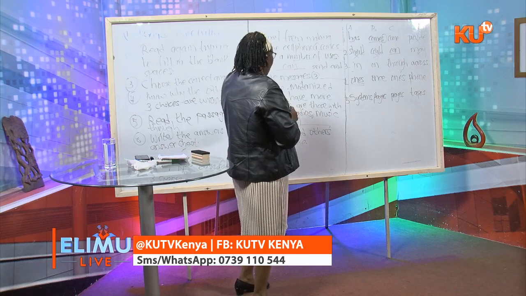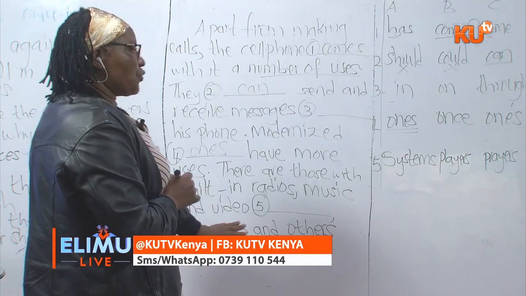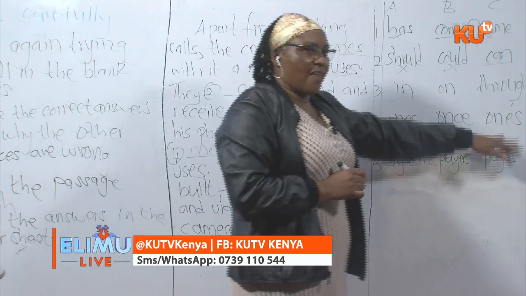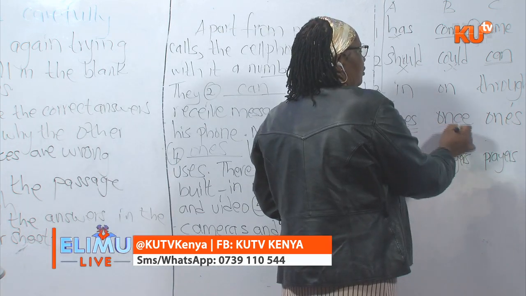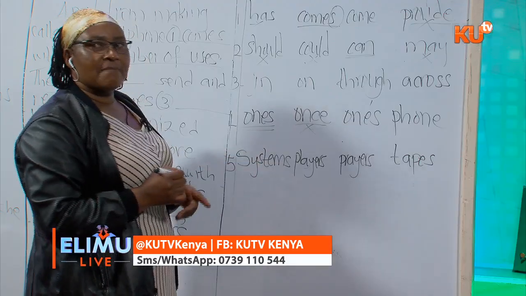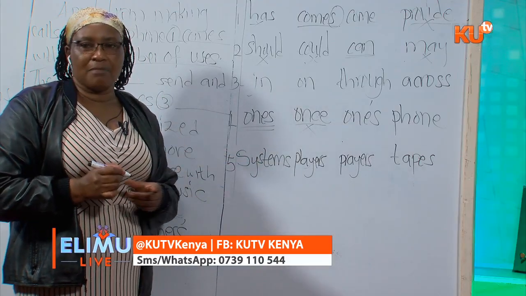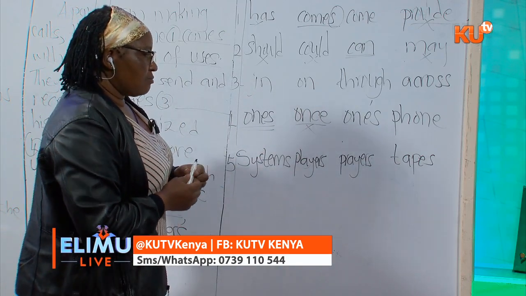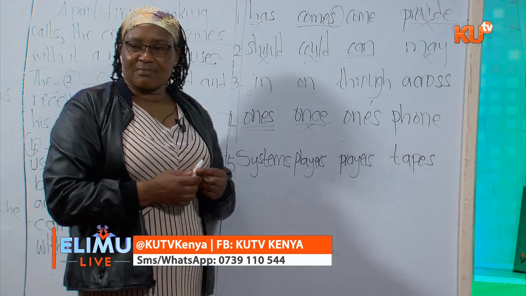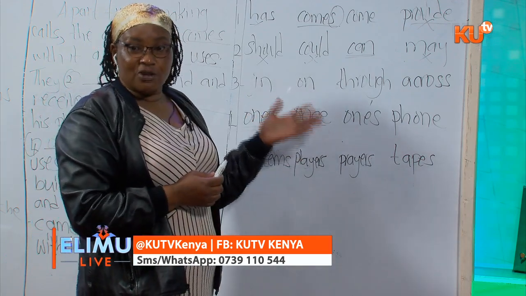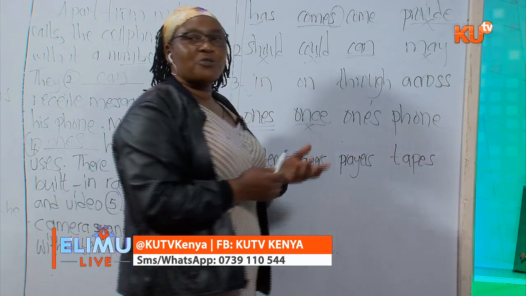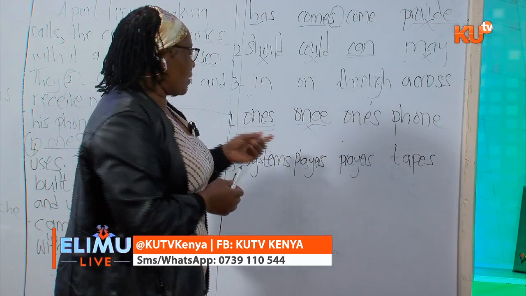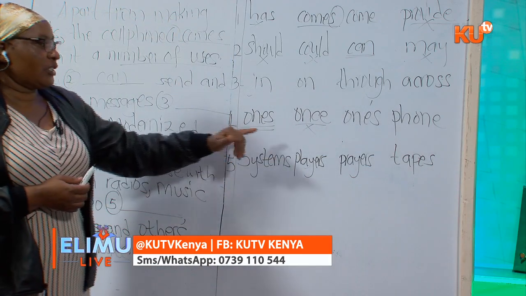So modernized ones have more uses. So you ask yourself, if you have selected that choice A, what is wrong with the others? So this one talks about something that is done one time, which we talk about once. For example, I have taken chicken once. It means you have taken chicken only one time. I have gone to the market once. It shows that you have only gone to the market one time. So this one is not talking about time, so you cannot select it.